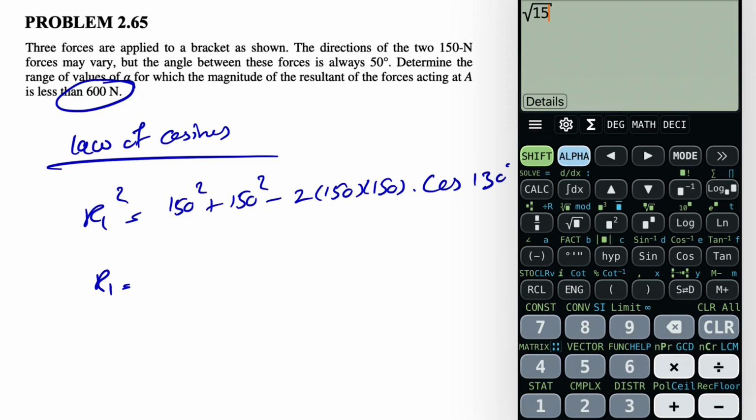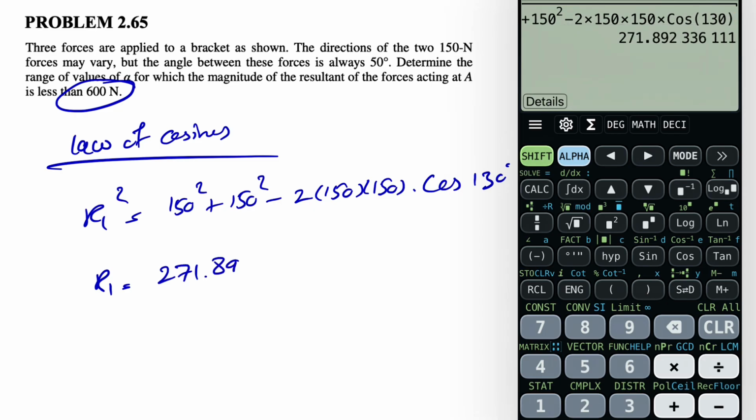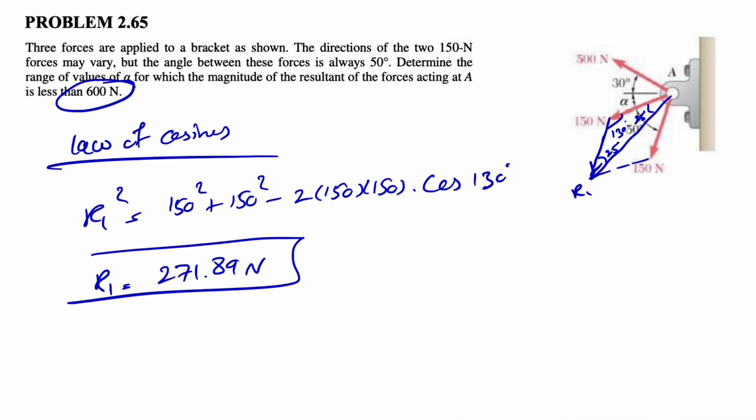So square root of 250 squared plus 250 squared minus 2 times 250 times 250 times cosine of 130. That's going to be 271.89 newtons, which is our R1. And now we can find the resultant of the R1 and 500.